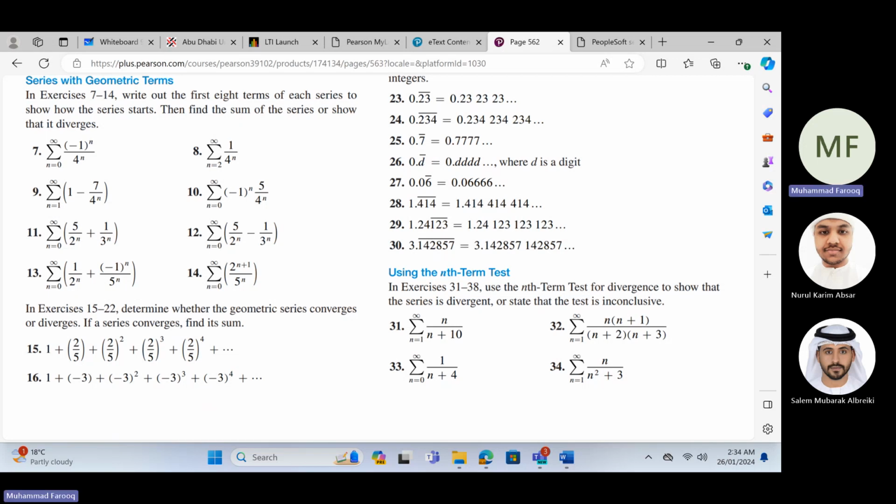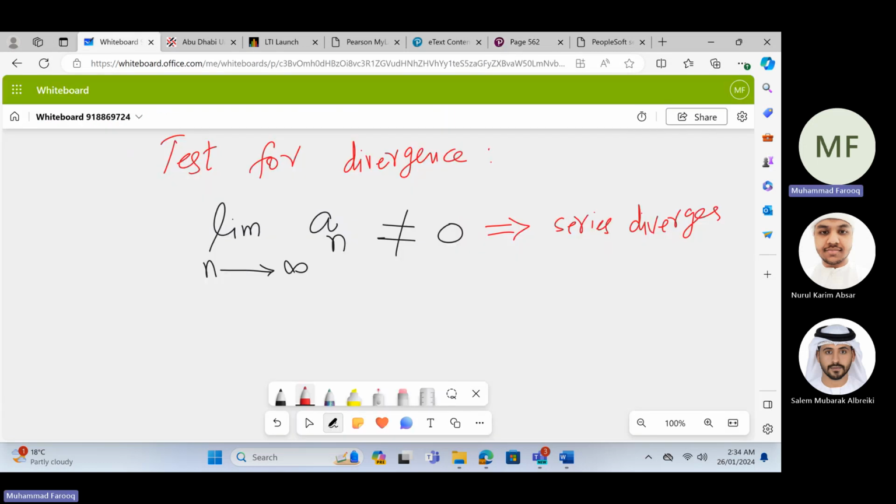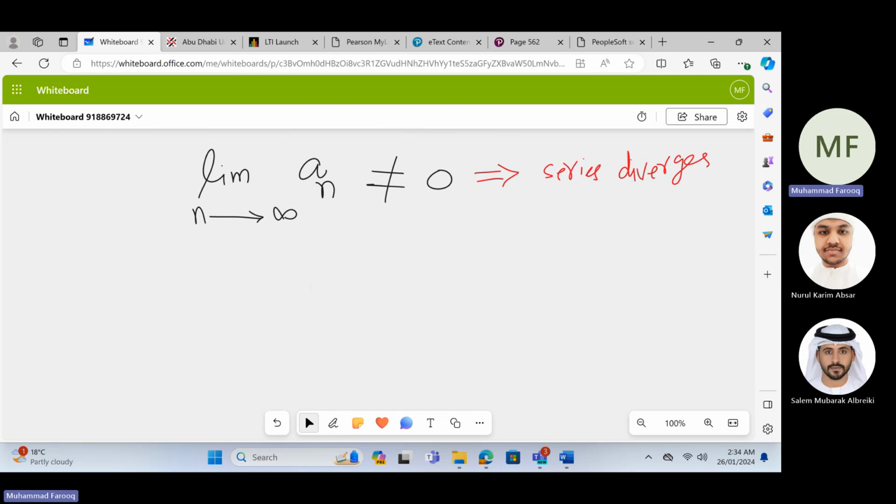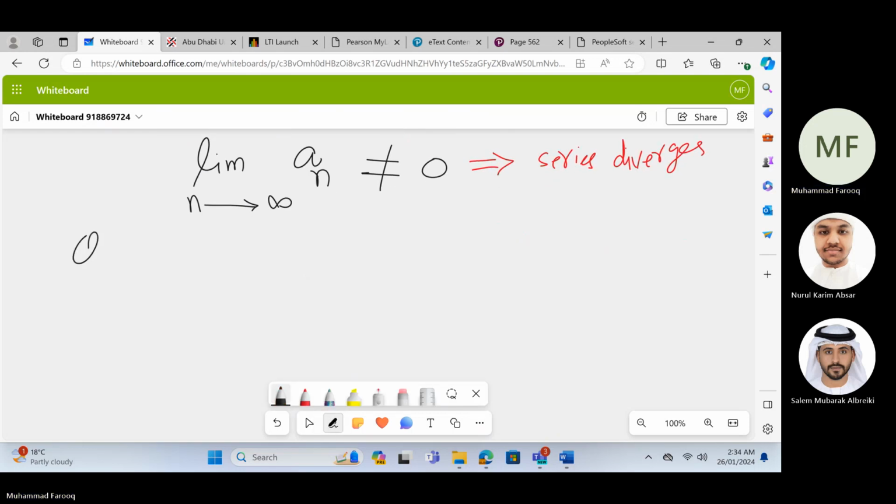Now, for example, question 31: sigma n equals 1 to infinity of n divided by n plus 10. By using the divergence test, please check whether this series converges or diverges.